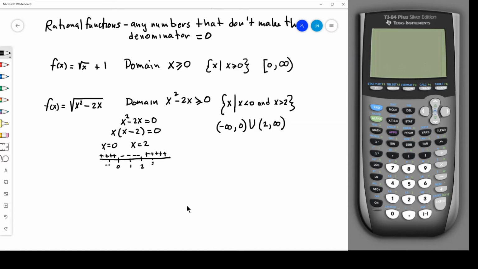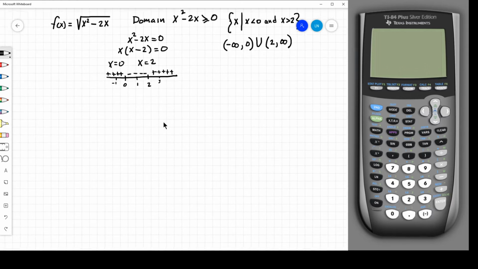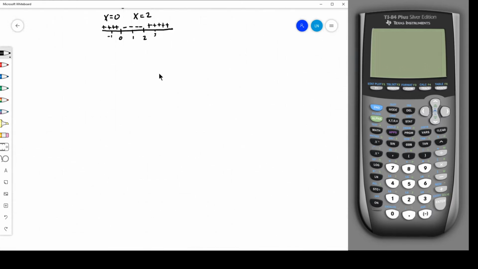If you have a rational function and you want the domain, I'll go for a simple one. Suppose we looked at one yesterday. I think that was f of x equals x minus 1 over x plus 2. I think it was something like that. Might have been x plus 2 over x minus 1. But here's a rational function.